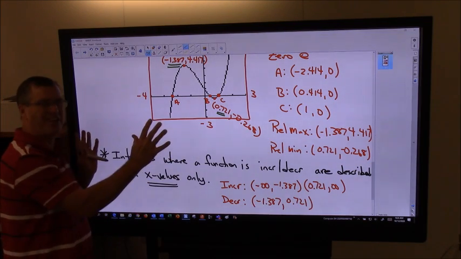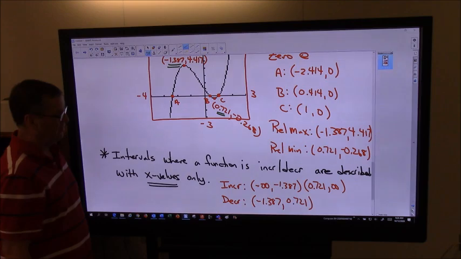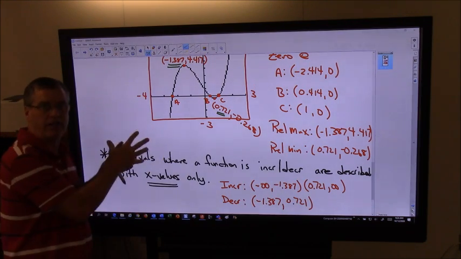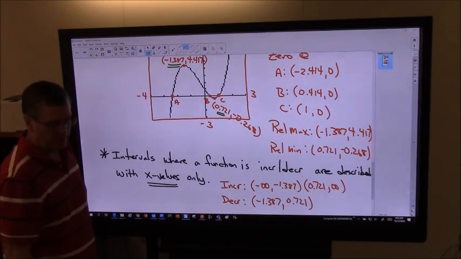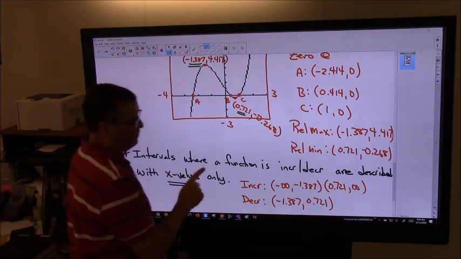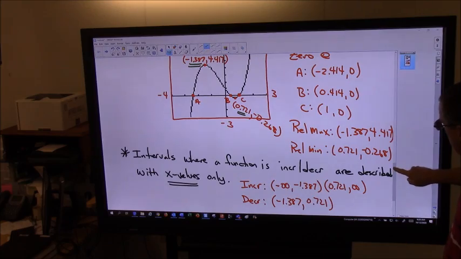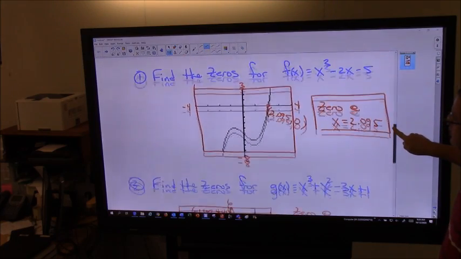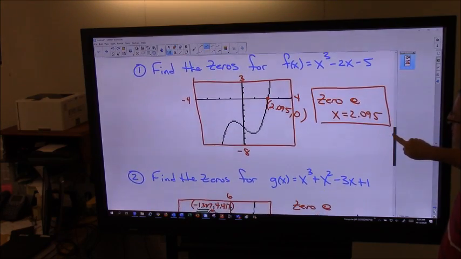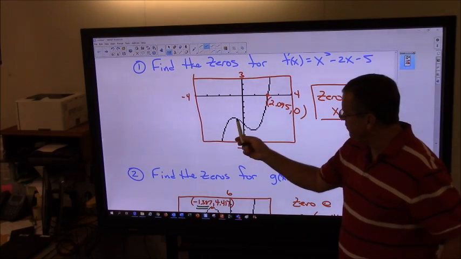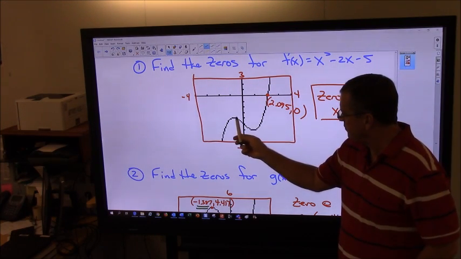When I look at this, I go, everything we've talked about today is on the Central Washington test. This is an important day, okay? We want to make sure that we understand this stuff. All right, so here's what I want you guys to do. I want you to go back to the first problem that we did. This one right here. We've already found the zeros, there's only one. But I want you to find the relative maximum here.